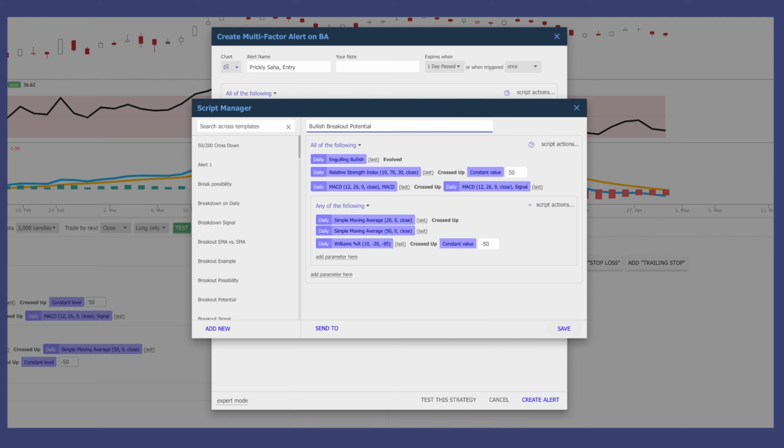Once you save this, you can look it up again in the script manager, and you can use this in a strategy tester without having to go through the alert. And you can use this in the market scanner. So all you have to do is click save.